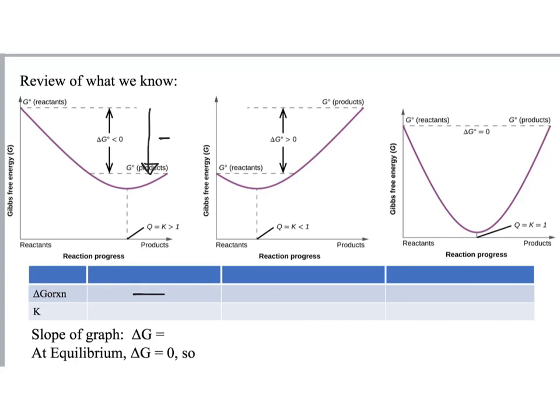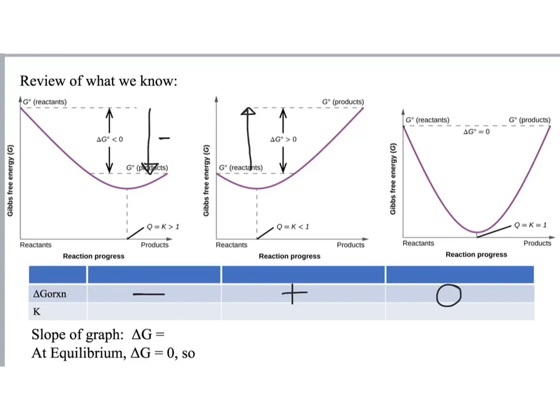The second graph is what the graph would look like if we have a positive Gibbs free energy of reaction. And we can tell that because from beginning to end, the graph goes up. And the third graph would be, you notice the two ends are at the same height. So this would be something that has a change in Gibbs free energy for the reaction that is 0.